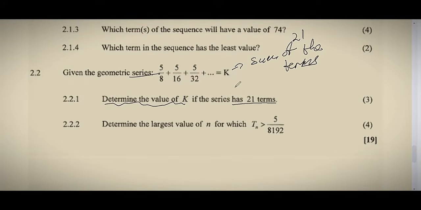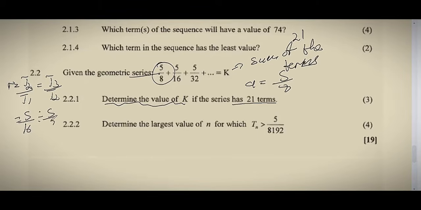Now, in order to calculate the sum, first of all, we need to find what is our a. Our a is 5 over 8. So that's the first term. Then what is our r? To calculate r, we say T2 divided by T1 or T3 divided by T2, right? So what is T2? That's 5 over 16 divided by 5 over 8. That's 1 over 2. Again, if you say 5 over 32 divided by 5 over 16, that's also 1 over 2. So that's your r value. Your r is equal to half, and your a is 5 over 8. So you have everything that you need, right?